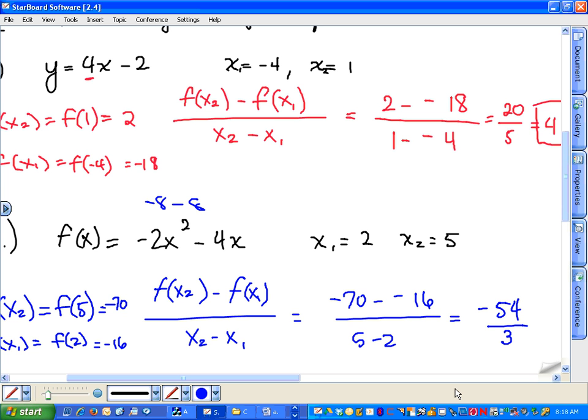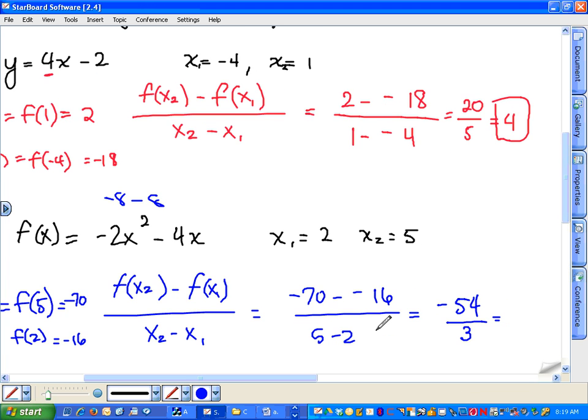Now, you guys, remember, I can't control what you're doing during lessons and during homework, but on exams, this is a no calculator problem. Okay? So you've got to become very meticulous in your work and very careful. Negative 54 divided by 3 is negative 18. So the average rate of change is negative 18. And that's the average rate of change.